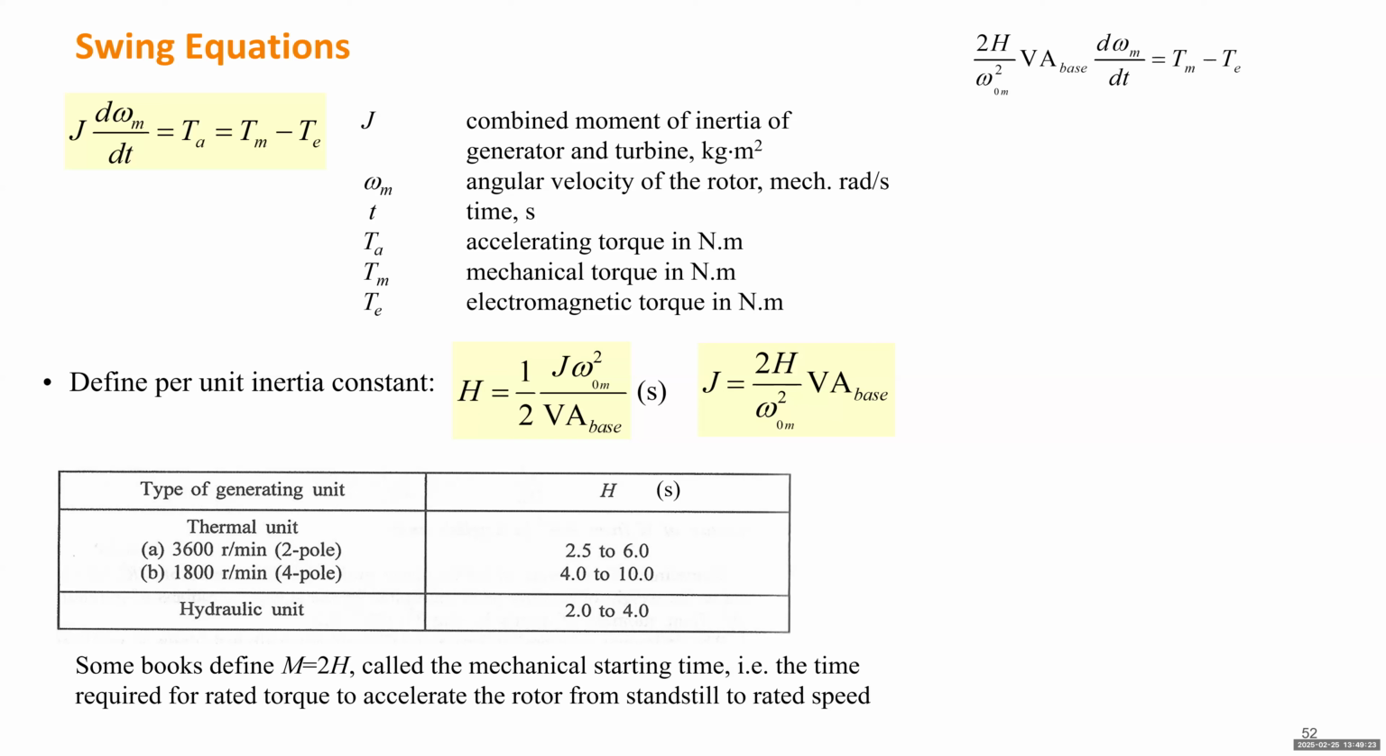Then we can utilize the inertia constant to rewrite the equation. So we just replace the J, by definition, using the H, the synchronous speed, and also the rated power. So we want to derive the per unit value. We can use omega 0m divided by omega m. That will create the per unit value here, and the remaining part will move over to the right-hand side.